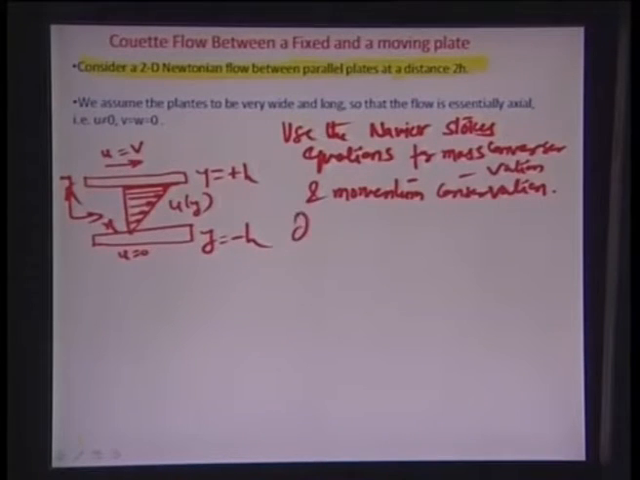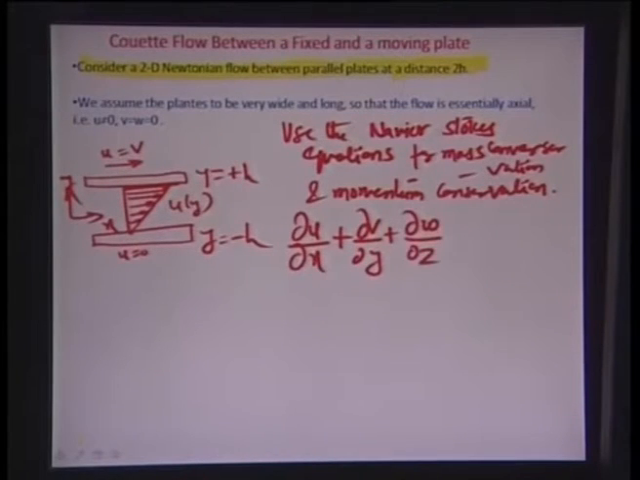Okay, so for the conservation of mass equation, we get du by dx plus dv by dy plus dw by dz equal to 0. The v and w terms don't matter because we are assuming v and w to be 0. There is no velocity along the z direction, which is into this plane, and also none along the y direction. So there is really no circulating flow in this whole domain. There is only a unidirectional flow, and u is non-zero and a function of y. So these two terms would be 0, and we are left with du by dx equals 0 in this particular case.